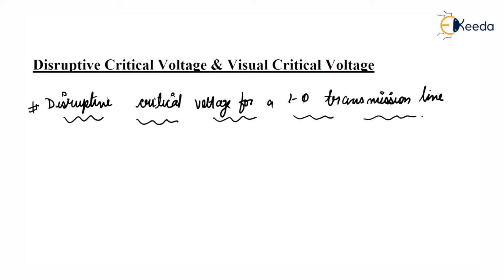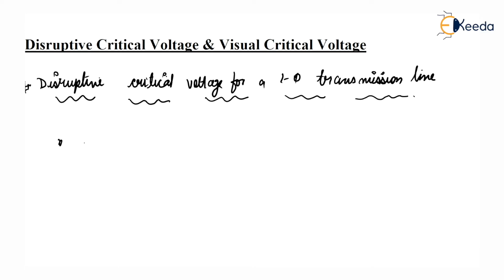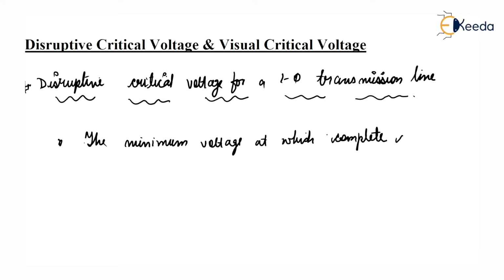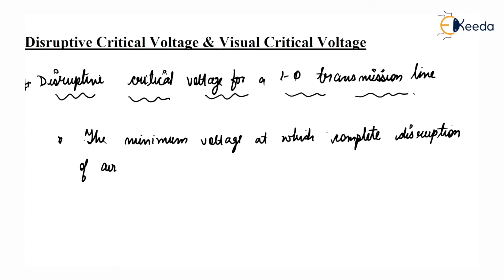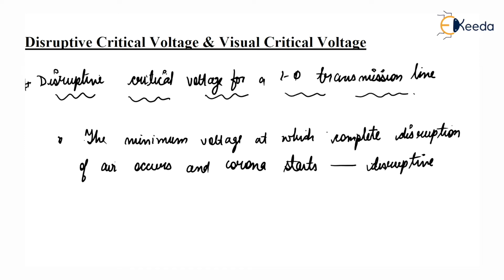Now, what do you mean by this disruptive critical voltage? The minimum voltage at which complete disruption of air occurs and corona starts is known as the disruptive critical voltage.